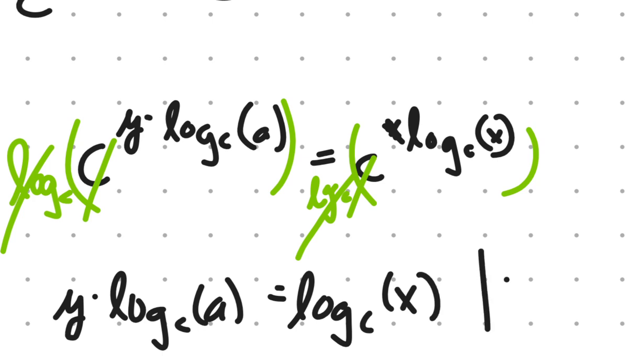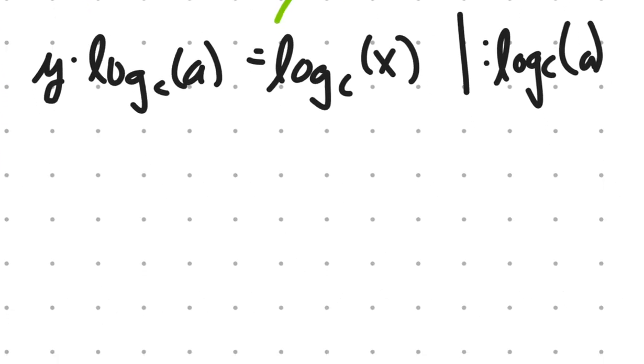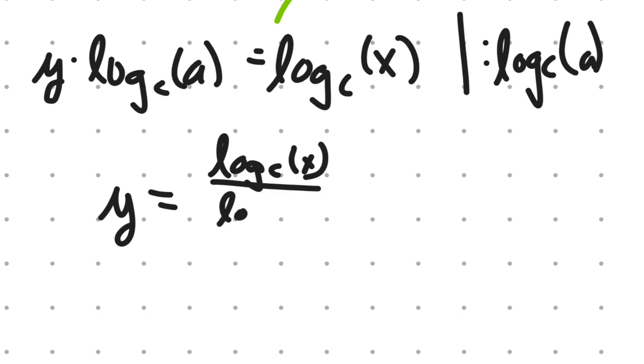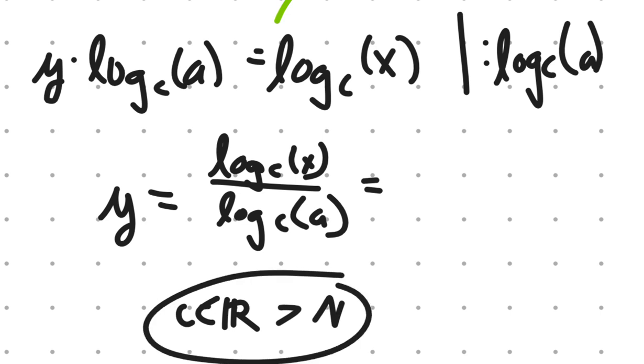Now to get y by itself, because y is equal to the first expression we had, we divide by log base c of a, which is not equal to 0 because c is greater than 1. And y is equal to log base c of x divided by log base c of a. And c can be any real number bigger than 1.